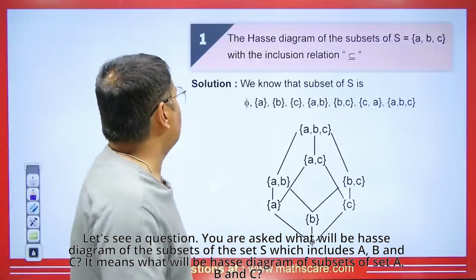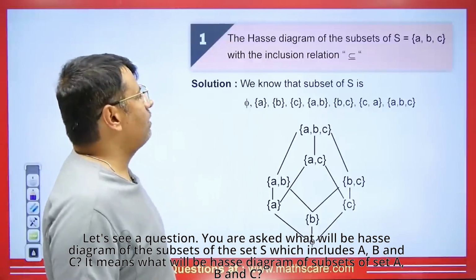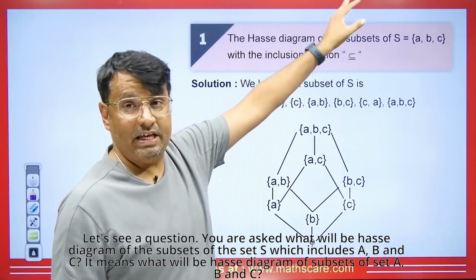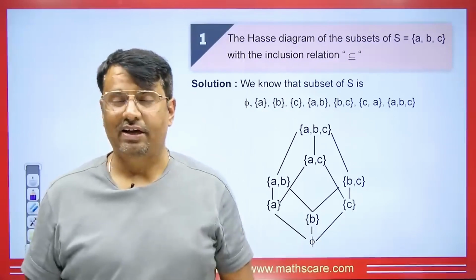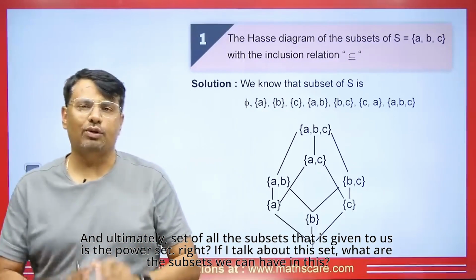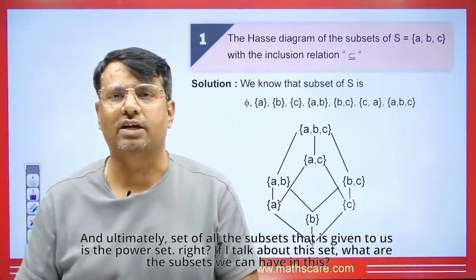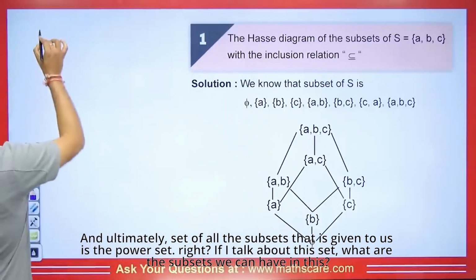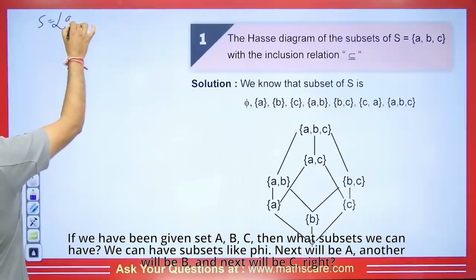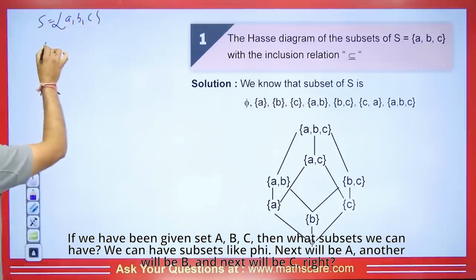Let's see a question. You are asked what will be the hasse diagram of the subsets of the set S, which includes A, B, and C. It means what will be the hasse diagram of subsets of the set {A, B, C}. And ultimately, the set of all the subsets is the power set, right? If I talk about this set, what subsets can we have in it? If we have been given the set {A, B, C}, what subsets can we have?